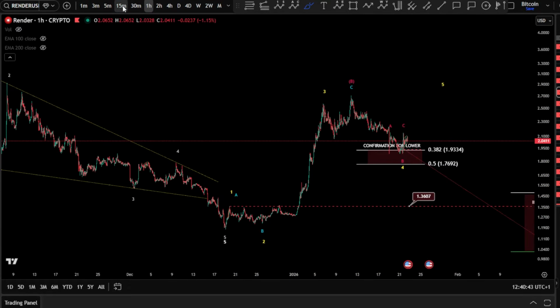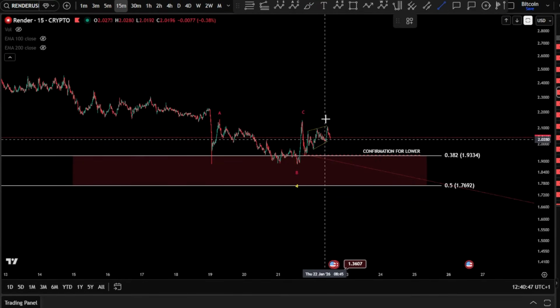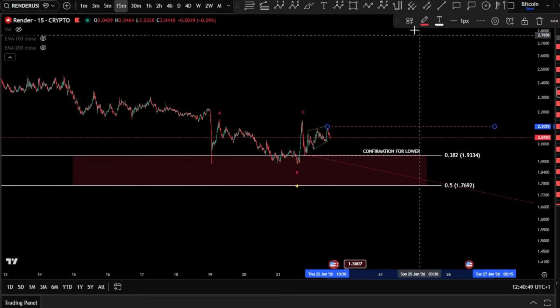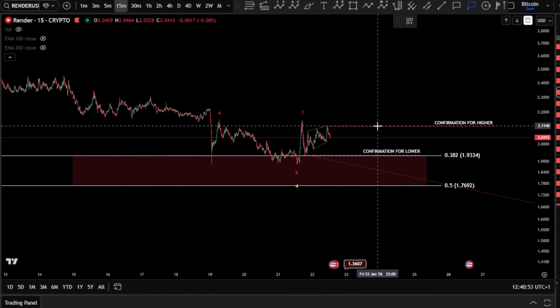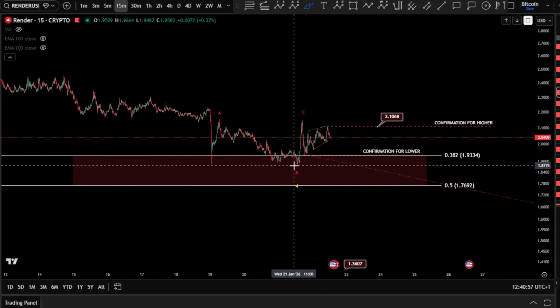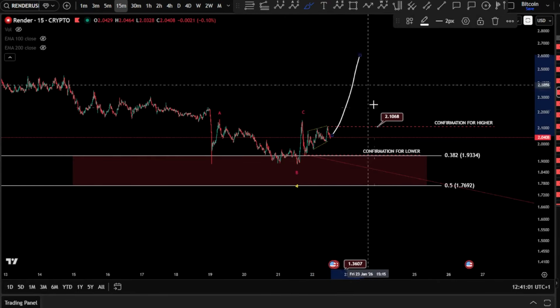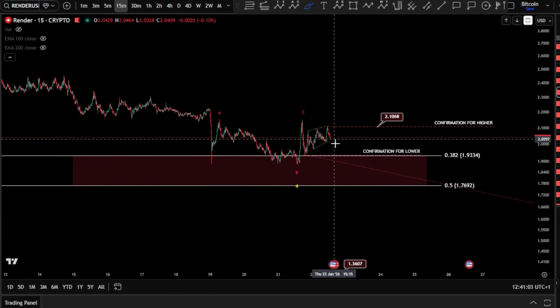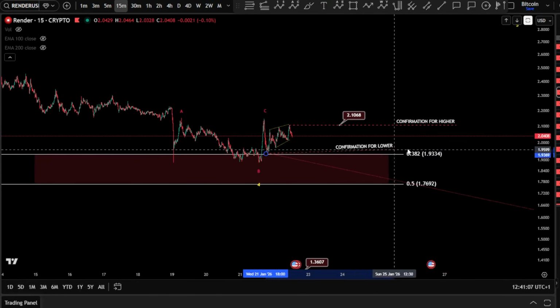So confirmation for higher would be simply taking the high there of this diagonal. If we take it again, it can be kind of confirmation for higher, but preferably take even this high there. So 1, 2, 1, 2, and take both highs and continuation toward the upside. So those are the key levels between bullish and bearish.